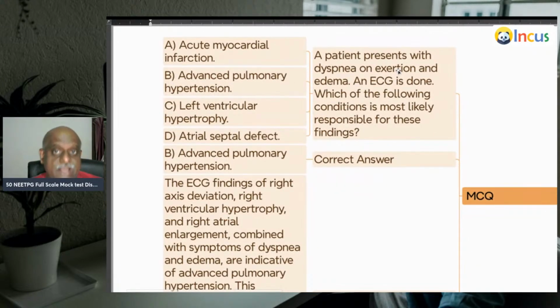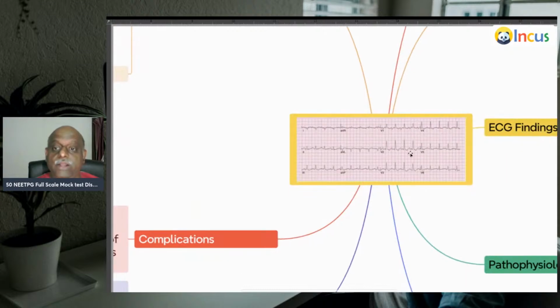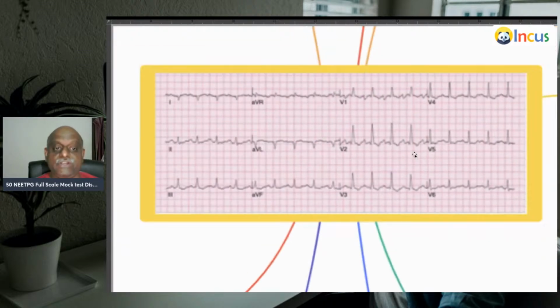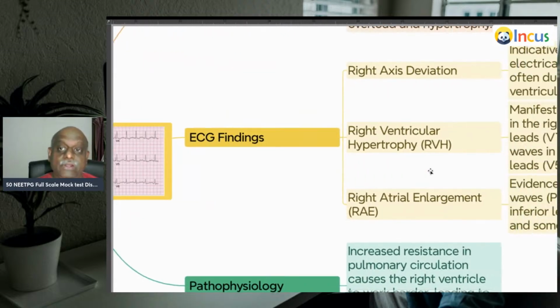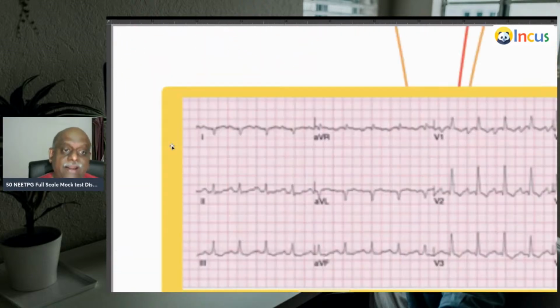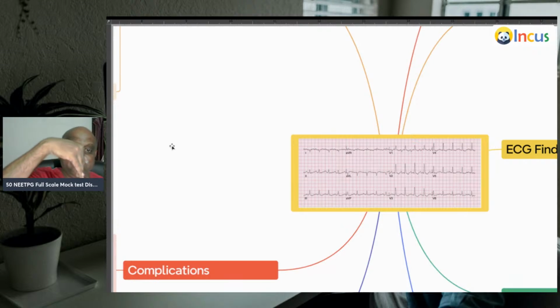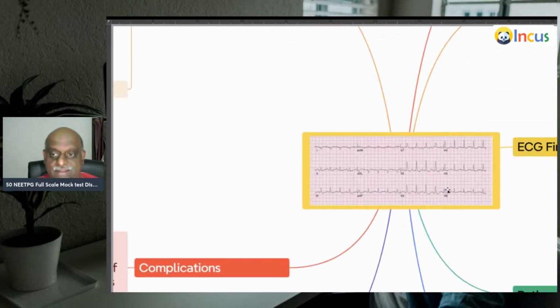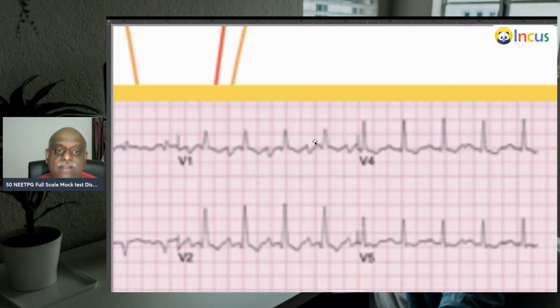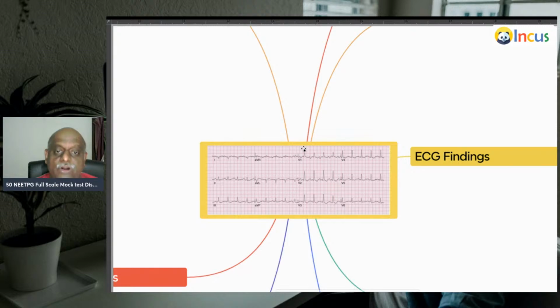Patient has dyspnea on exertion, ECG is done. So what do you see in this ECG? Before coming to the test discussion, you should solve it. In lead 1, it is looking down. In lead 3, the QRS is looking up. That means there is a right axis deviation. Along with that, in lead V1, normally R waves will not be this prominent. If they are prominent, it means there is a right ventricular hypertrophy.